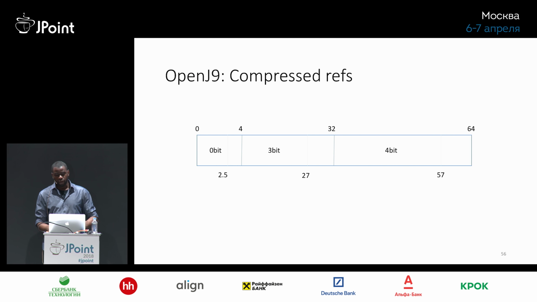Typically, if you run with compressed refs and you're under 2.5 gigs, we won't do any shift, so it'll be a 32-bit pointer. If you're over 2.5 gigs, then we'll do 3-bit shift. And if you're over 27 gigs, we'll do 4-bit shift, and that goes up to 57. So these are the typical defaults. They do vary from platform to platform, but this is what you can expect.